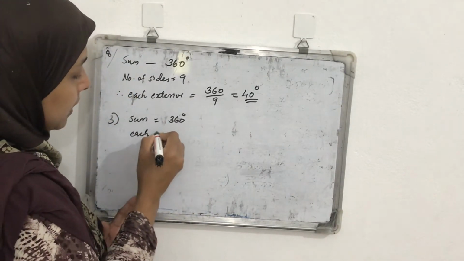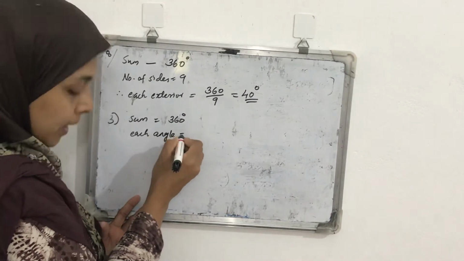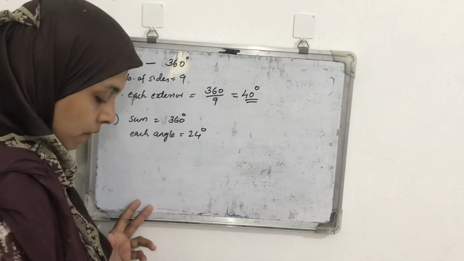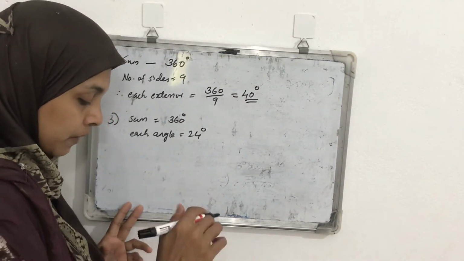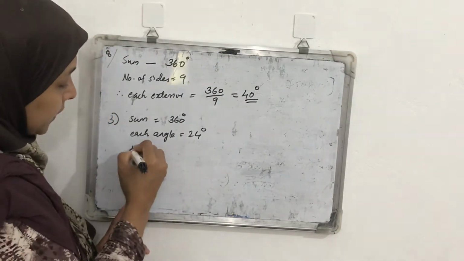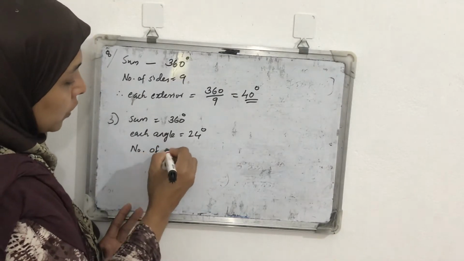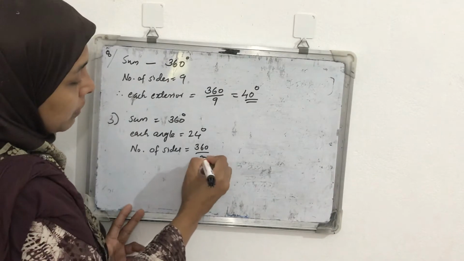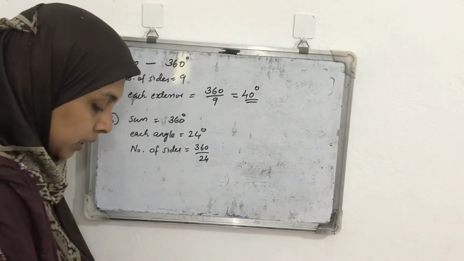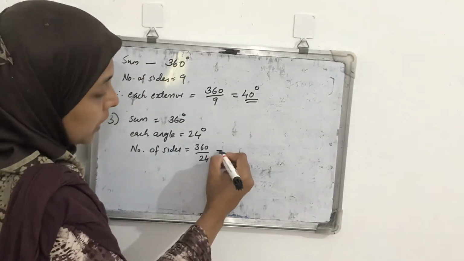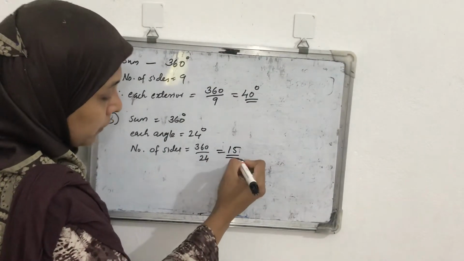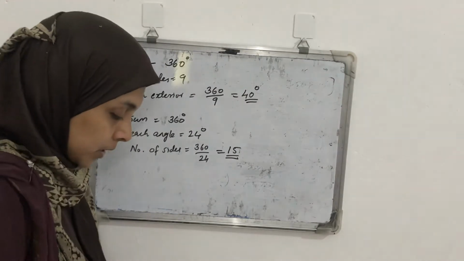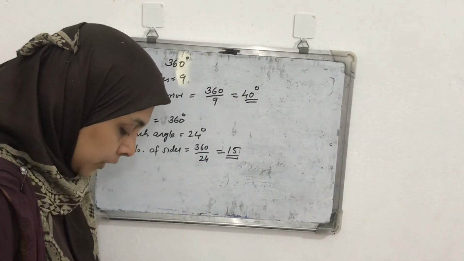Each exterior angle is given as 24 degree. So how many sides will there be for that polygon? It is given that it is a regular polygon. So the number of sides will be 360 by 24. By division, you will get 15. So how many sides will be there? 15 sides. So easy questions. Next question.